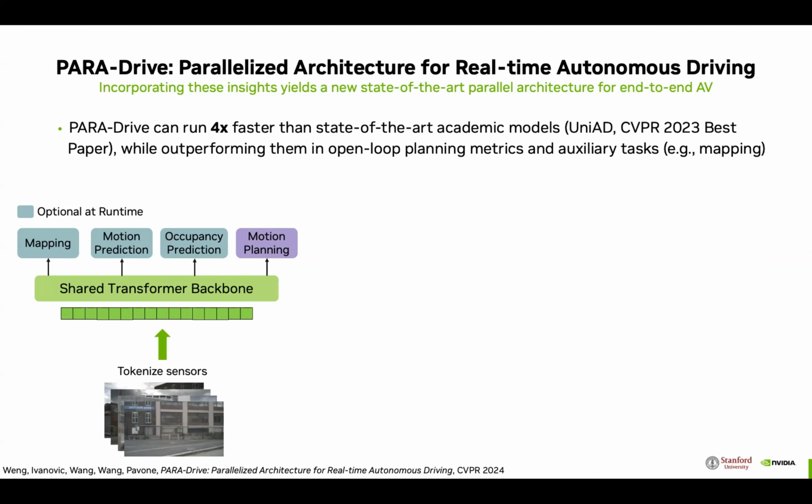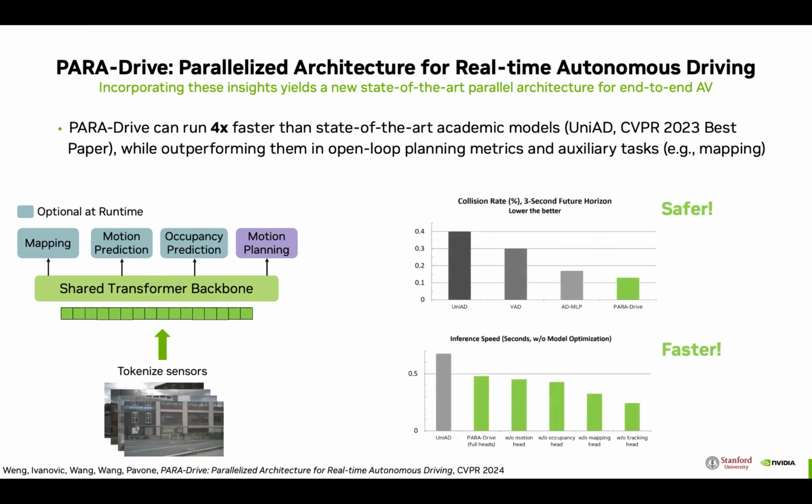Importantly, ParaDrive follows the principle of train heavy and infer light. In offline training, all parallel heads are necessary and crucial, as the co-training of the different heads ensures that the learned features implicitly encode mapping or motion prediction type of tasks, which yields strong planning performance. But online, we only need to activate the motion planning head, which saves in terms of latency. In head-to-head comparison with state-of-the-art academic models, we show that these architectures run faster and also provide better performance.